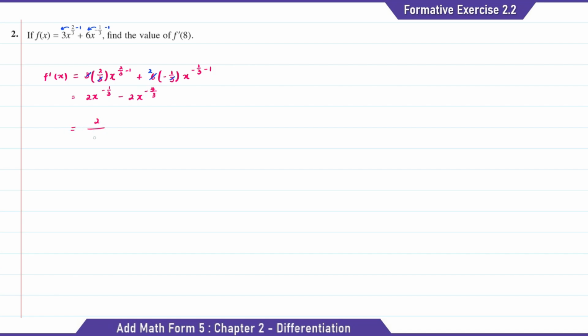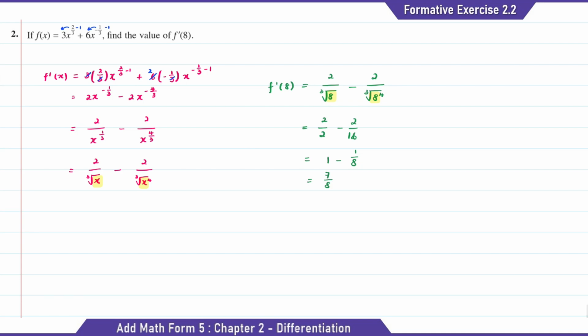This is the same as 2 over x to the power of 1 over 3 minus 2 over x to the power of 4 over 3. This is the same as 2 over cube root of x minus 2 over cube root of x to the power of 4. To find the value, now we need to substitute the x here with 8. This is equal to 2 over 2 minus 2 over 16, which is the same as 1 minus 1 over 8. Then the answer will be 7 over 8.